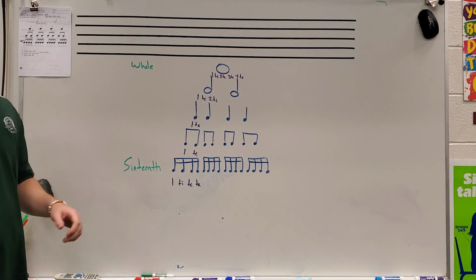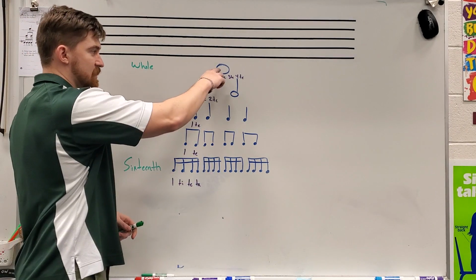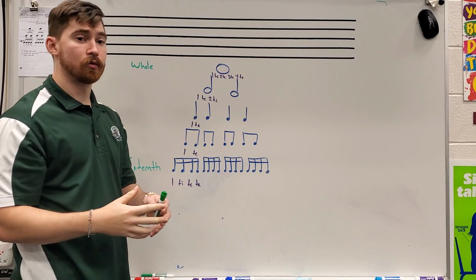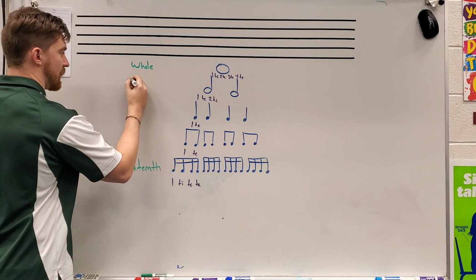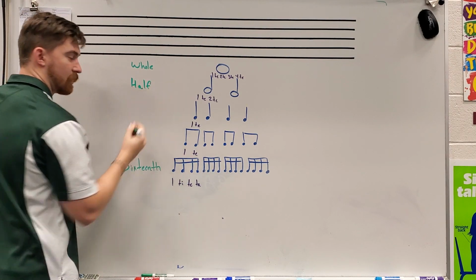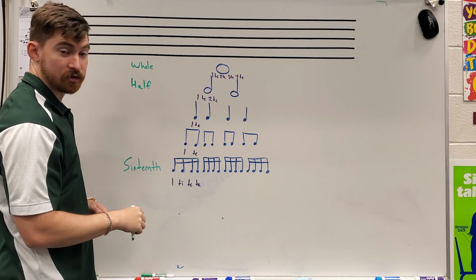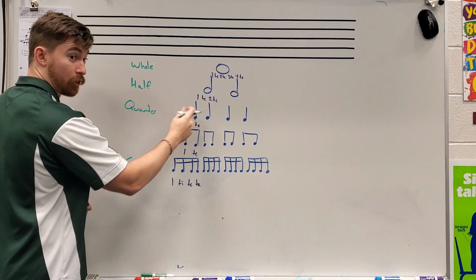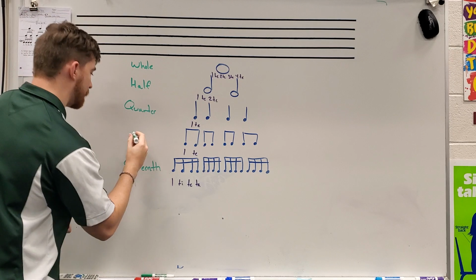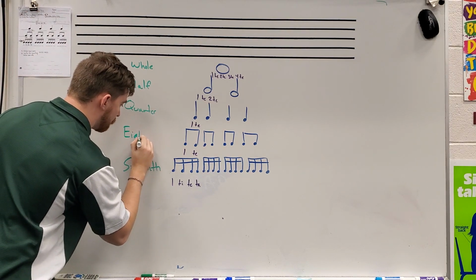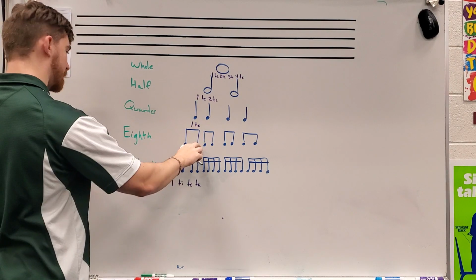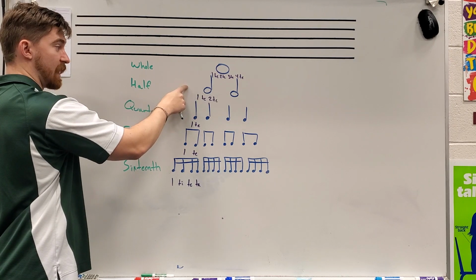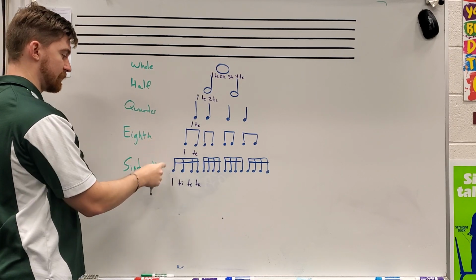It's good to know that the note tree from top to bottom is basically splitting these in half. A whole note splits in half: you take a whole, split it into two even parts, you get a half. So right here we have half notes. You take a half, split it into two even parts, you get quarters. Quarter notes. You take a quarter, split it in half, you get an eighth. Eighth notes. And then you take an eighth, split it in half, and that's where we get our 16th notes from. So from top to bottom: whole, half, quarter, eighth, and 16th.